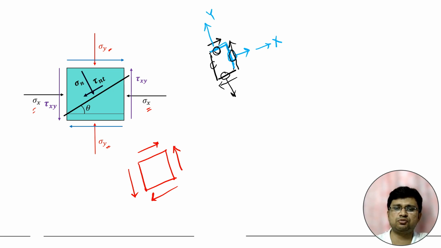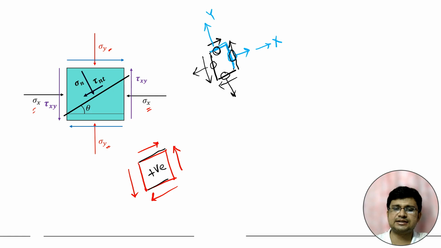Again, this particular face is the negative plane of x. If we draw the normal, it will be along the negative x direction. So for the negative plane of x, shear stress will be along the negative y direction. So this will be the direction. We have to remember that this is the nature of shear stress when the condition is positive.